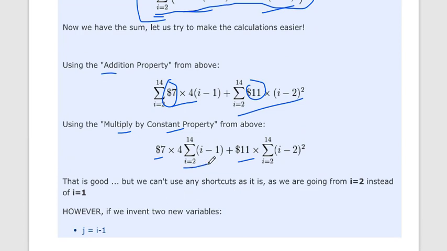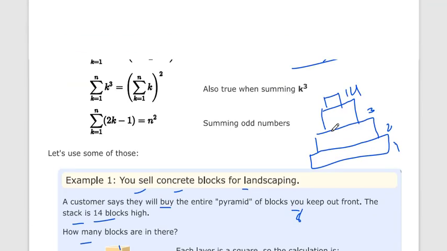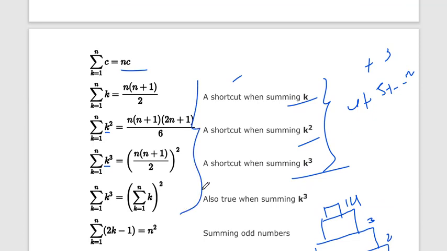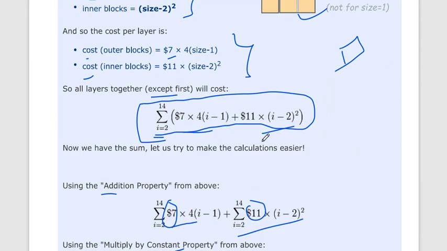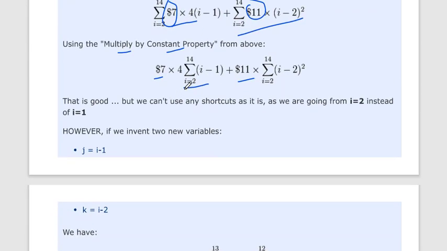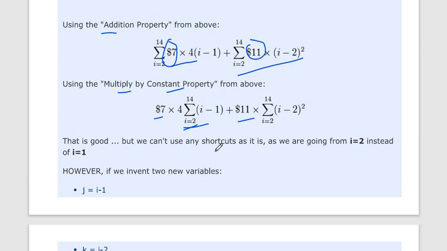here you can see that this sigma starts from i is equal to 2, so we cannot use the previous shortcut. Here you can see that it always has to start from 1, then after that we can use this formula. But here we have i is equal to 2, it starts from i is equal to 2, so we cannot use our shortcut. So how do we calculate?